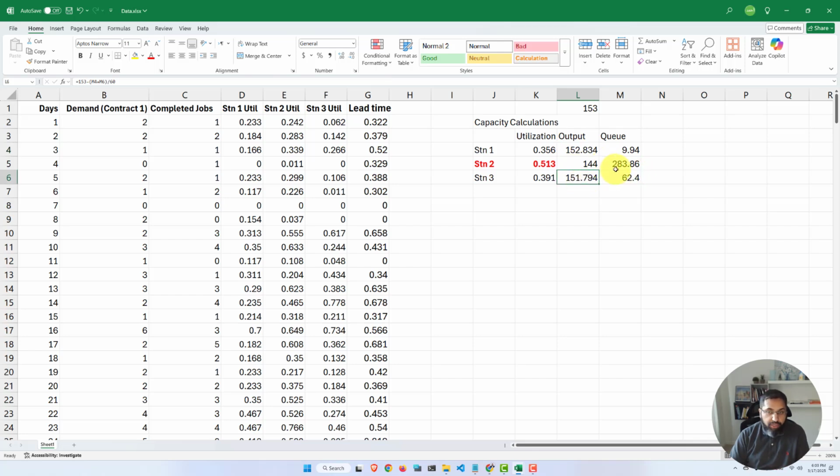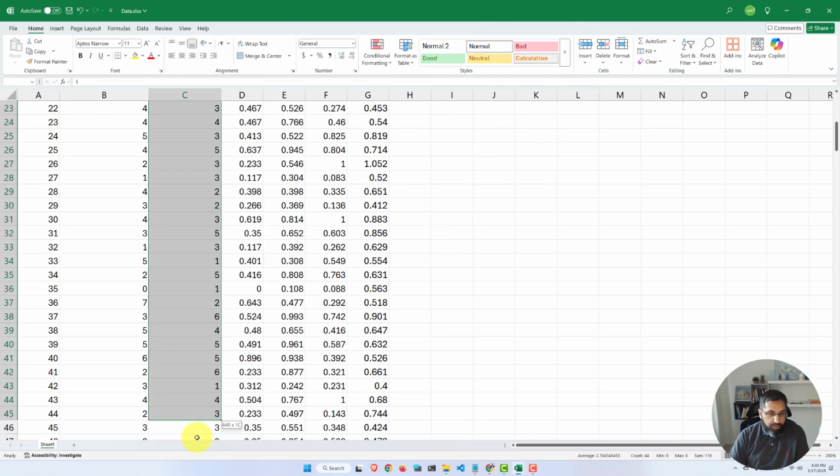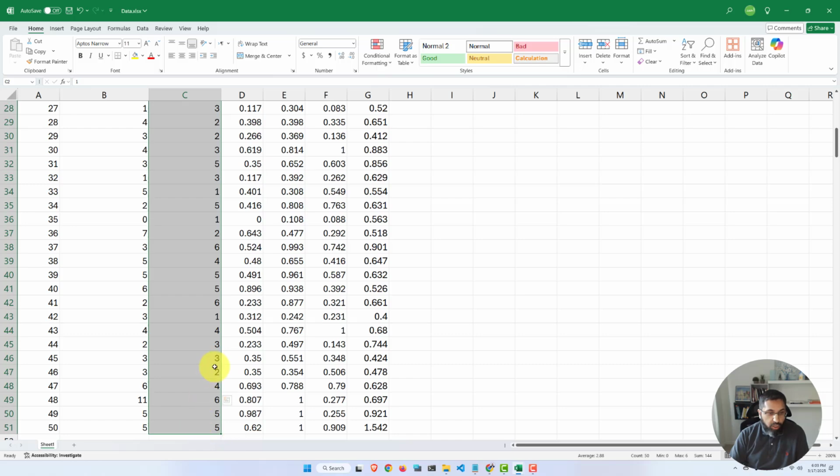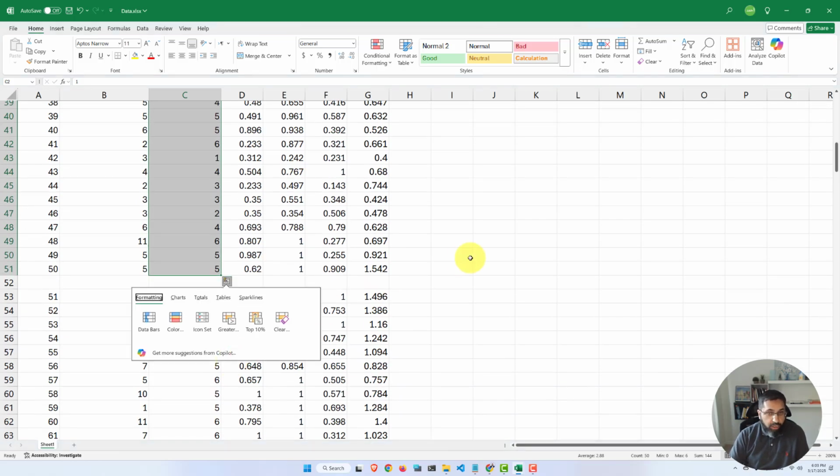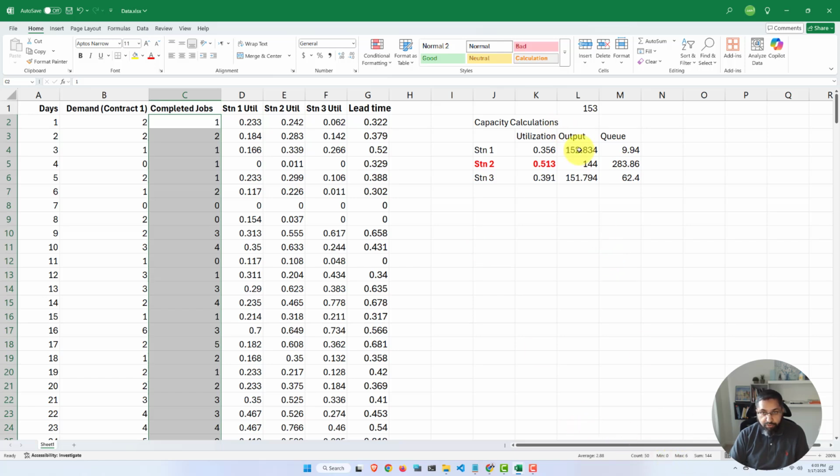To do a rough cut calculation, you can just go by 144, which is the number of completed jobs. The sum of the completed jobs is 144. So for the first 50 days, you can just use 144, 144, 144. I'm just trying to be more accurate by building in the queues and using some logic.